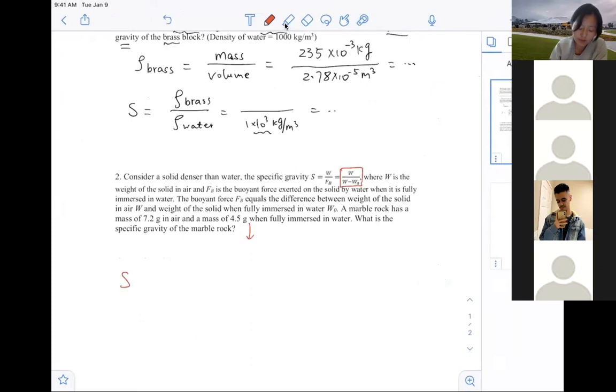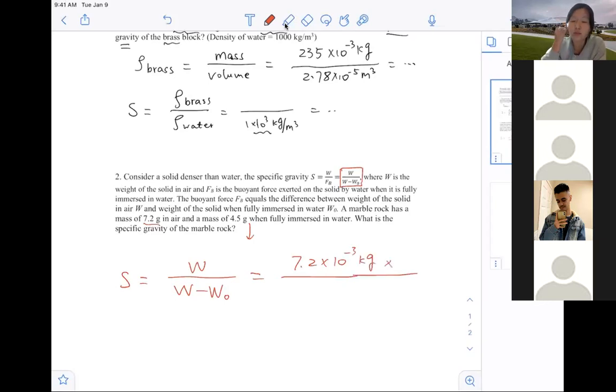Okay, so find the specific gravity of this marble. You want to use the weight in air divided by the weight in air minus the weight in water. The weight in air is 7.2 grams, so that's 7.2 times 10 to the negative 3 kilograms in mass. And how do we get the weight from the mass? You still need to multiply that by g, which is 9.8 meters per second squared. So that gives you the weight.